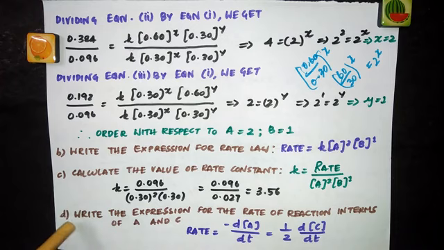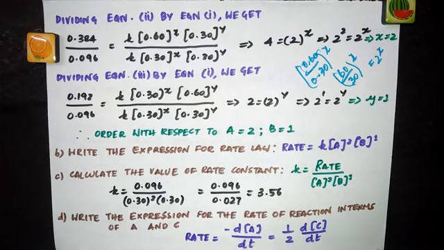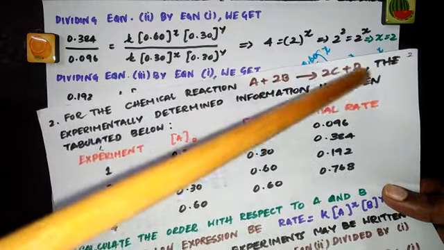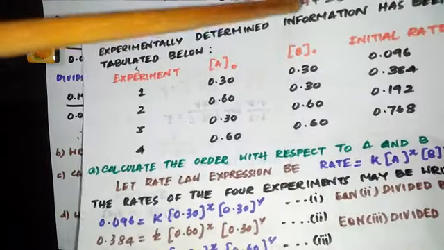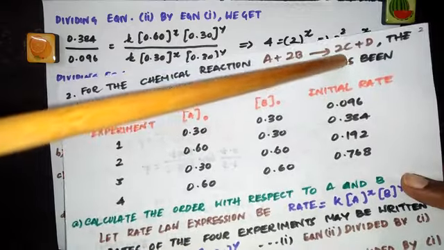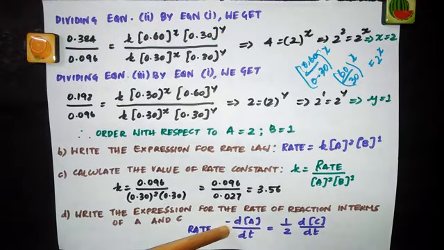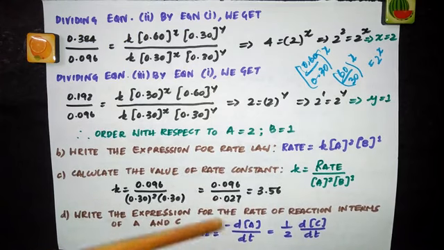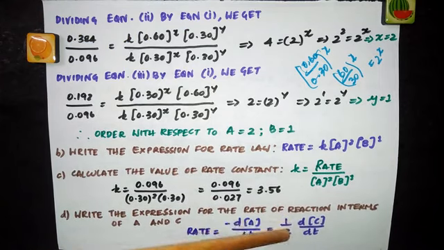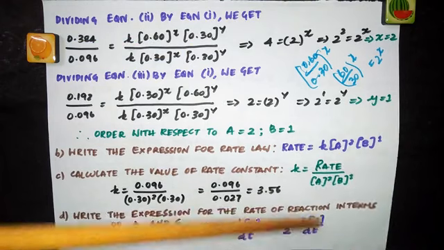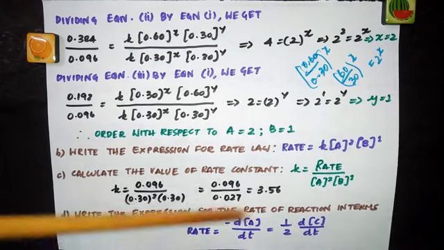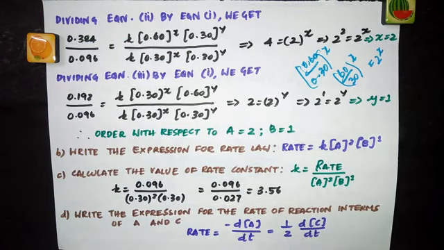And the fourth question, write the expression for the rate of reaction in terms of A and C. And the equation given in the question is, see, A plus 2B gives 2C plus D. So with respect to A, you can write minus dA by dt because you don't have any coefficient. But in terms of C, you have 2 as the coefficient. So minus dA by dt. Why do we put this minus? Because to represent the decrease in concentration of the reactant. This is equal to 1 by 2. Why do you put this 1 by 2? Because we have 2 here. So 1 by 2 d concentration of C by dt. So this is the expression for the rate of the reaction in terms of A and C.